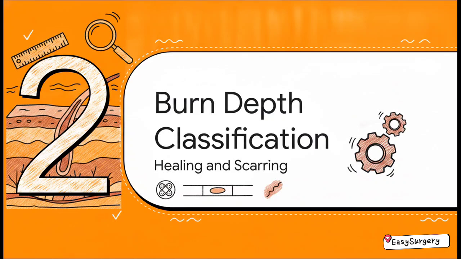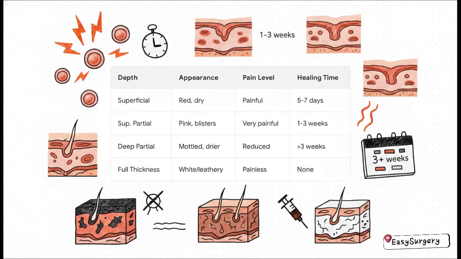Moving right along to Section 2, Burn Depth Classification. When you look at the clinical picture of burn depths, the differences are striking. Notice how superficial partial burns, your classic second-degree burns, present with blisters and are incredibly painful. That's because those nerve endings are exposed but still viable, and they'll usually heal up in about 1 to 3 weeks. But then, look at the full-thickness, third-degree burns. They appear white, leathery, or charred, and counterintuitively, they are completely painless. No pain at all, because the nerve endings are entirely destroyed.